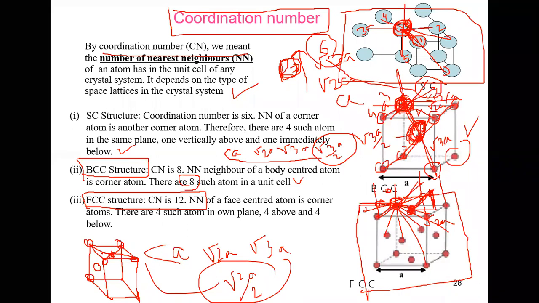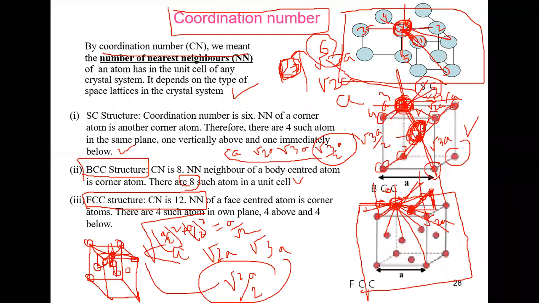Why? Because this distance is a by 2 and this distance is also a by 2. So the diagonal distance will be, by Pythagoras, the square root of a by 2 squared plus a by 2 squared. That will be a by root 2, or root 2a by 2. Similarly for another atom on that face. This is a by 2, that one is a by 2. Another atom will be on this face, a by 2, a by 2, and another atom on this face, a by 2.